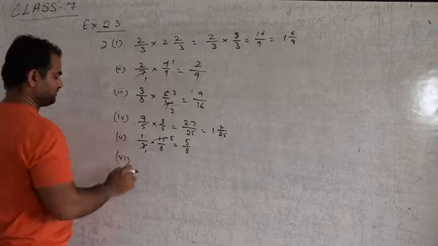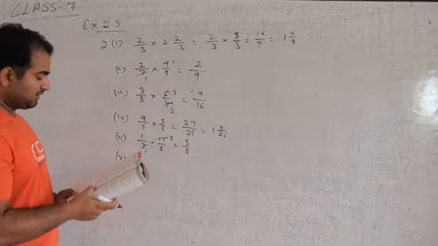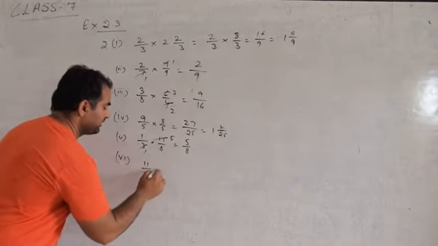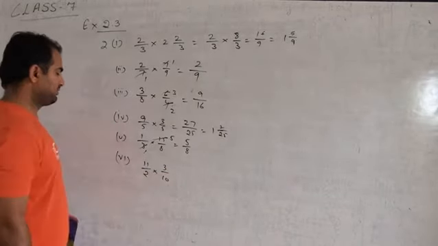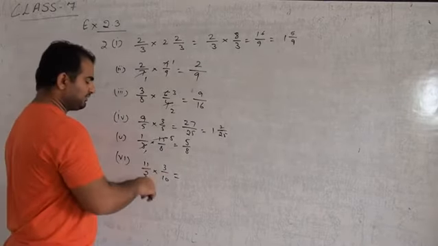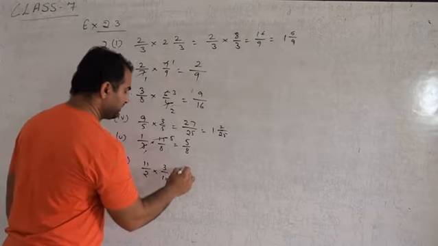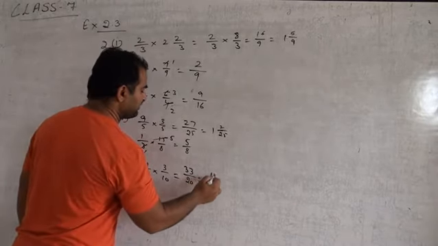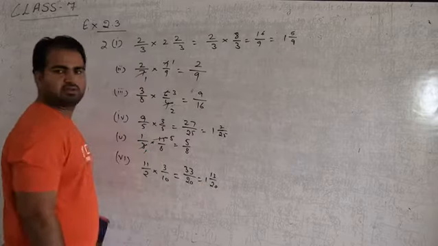Sixth is question number 6. 11 by 2 into 3 by 10. 11 by 2 into 3 by 10. Okay. No one is divisible, so we can't cut any of them. It will be 33 upon 20. It will be 1 13 by 20.